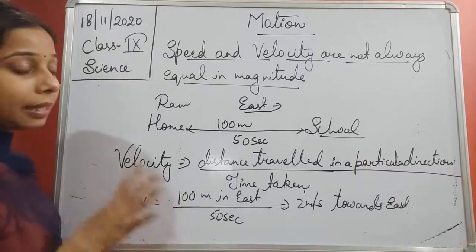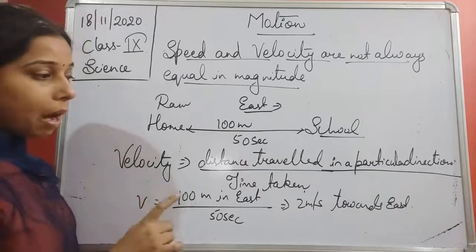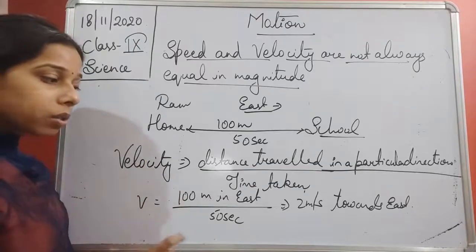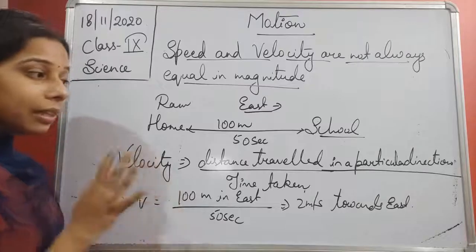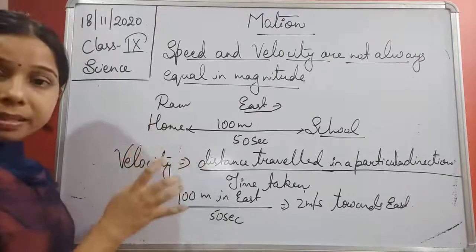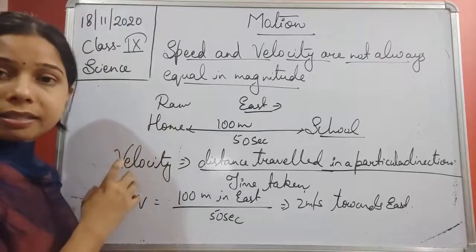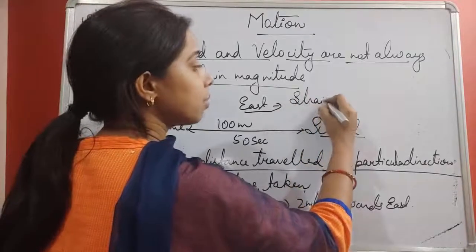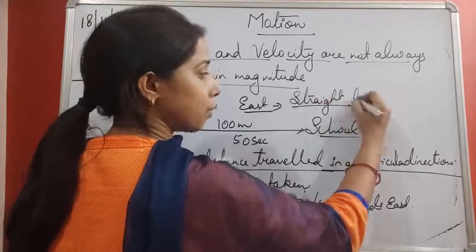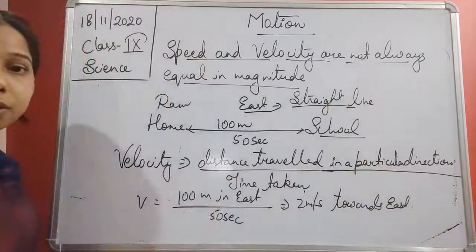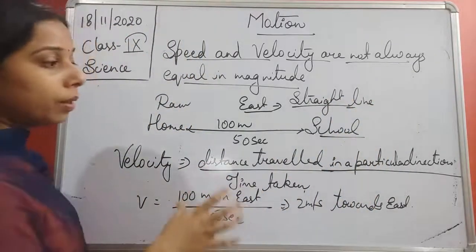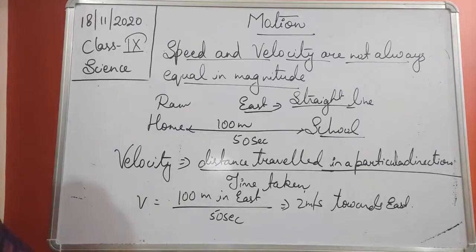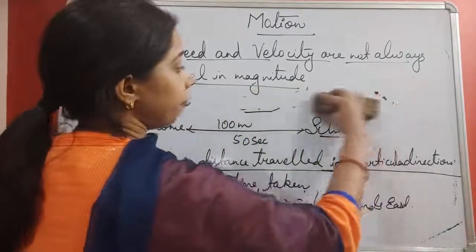So here you can see that the value of the speed came out as 2 meters per second, and the value of the velocity also came out to be 2 meters per second. So in this situation, both of them possess the same magnitude. And why does this occur, students? It occurs because both of them are moving in a straight line. Since they are moving in a straight path, in such a condition both will show the same magnitude.